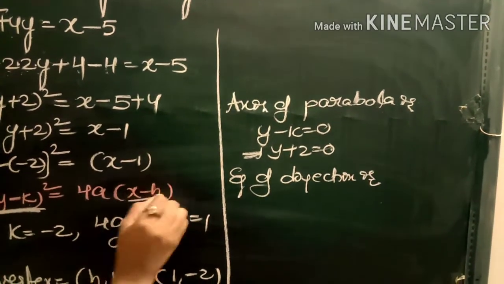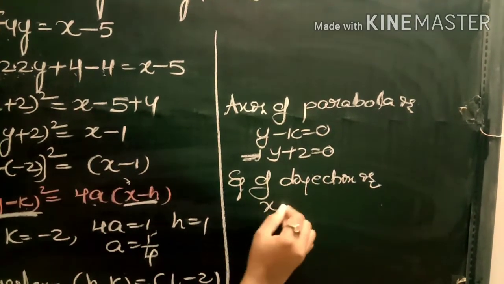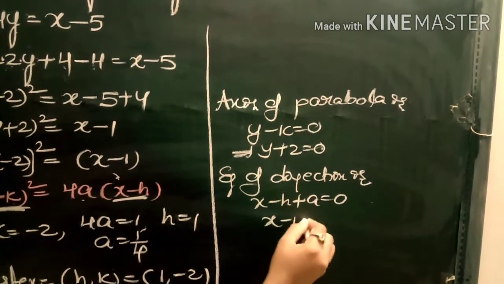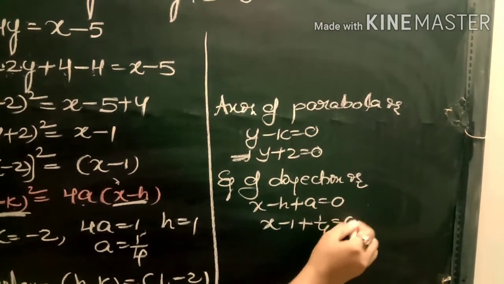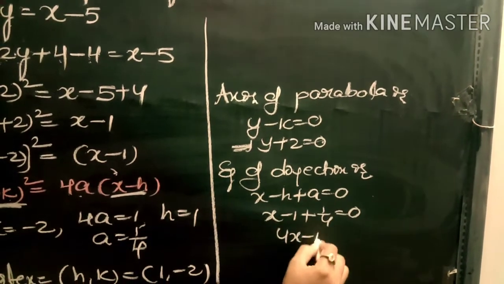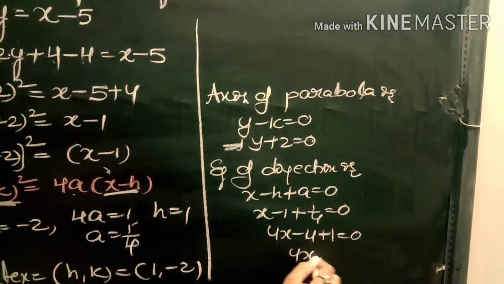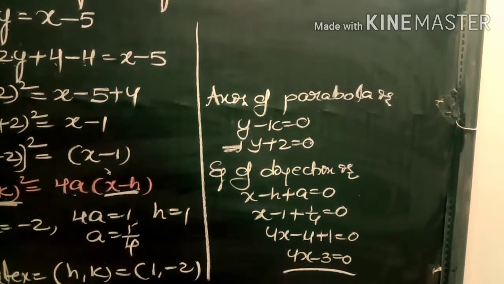Equation of directrix is x minus h plus a is equal to 0. That is x minus 1 plus 1 by 4 equals 0. Taking LCM, 4x minus 4 plus 1 equals 0. That is, the answer is 4x minus 3 equals 0. That's all.